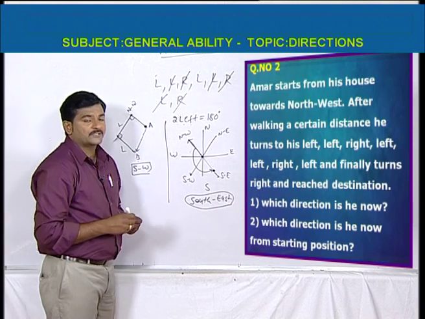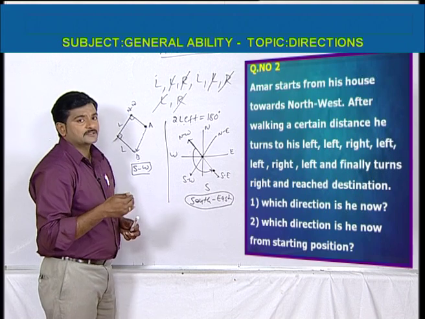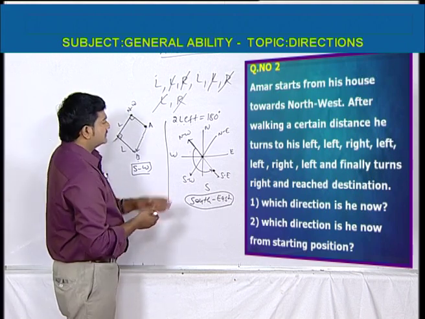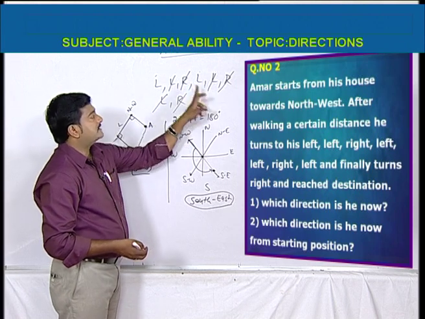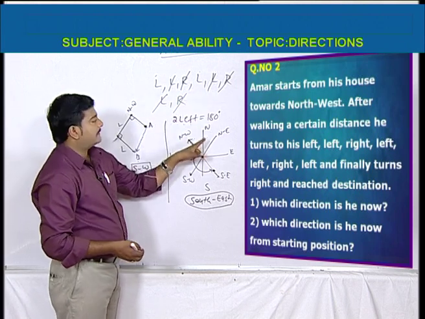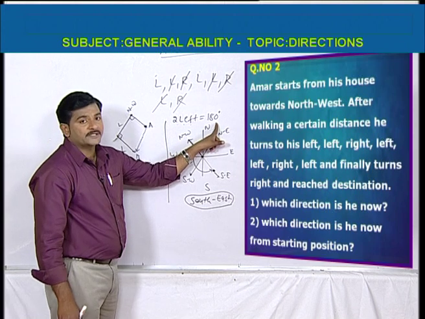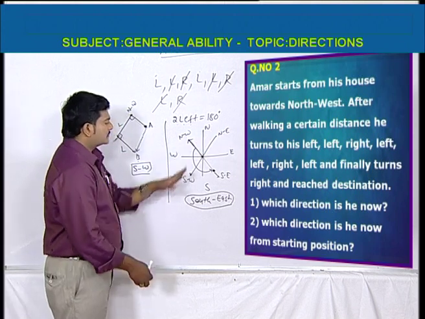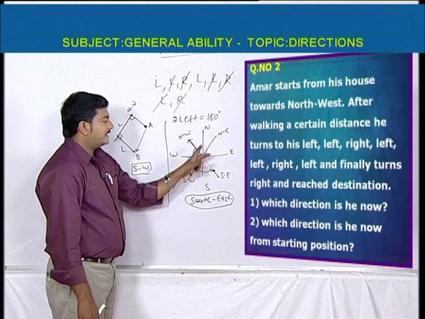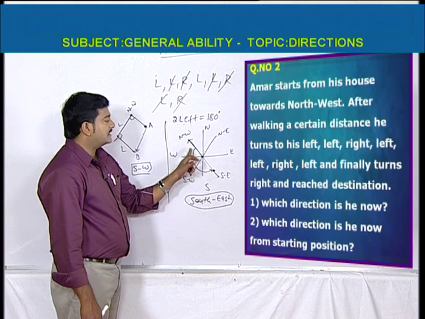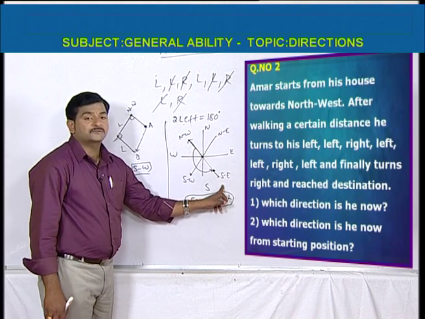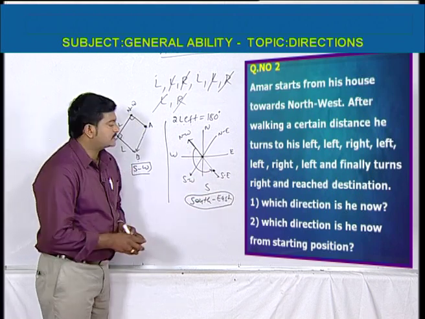Okay, I repeat the question once again. Amar starts walking towards northwest. This is the same. Northwest is there. List out all lefts and rights, cancel left with right. I am getting 2 lefts. 2 lefts means how many degrees? 180 degrees. So this is clear. 2 lefts means 180. That's why it will come exactly opposite to the previous direction. Previous is northwest, now it comes to southeast direction. The answer for the first question is southeast.